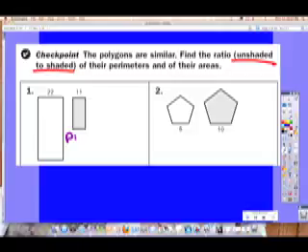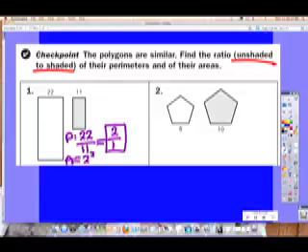Okay, it's nice to simplify it, especially if you have to find area next. Area, you've got to square the 2 and the 1. So what's the area's ratio? Curious. How many of you got that? No big deal? Okay, sweet.